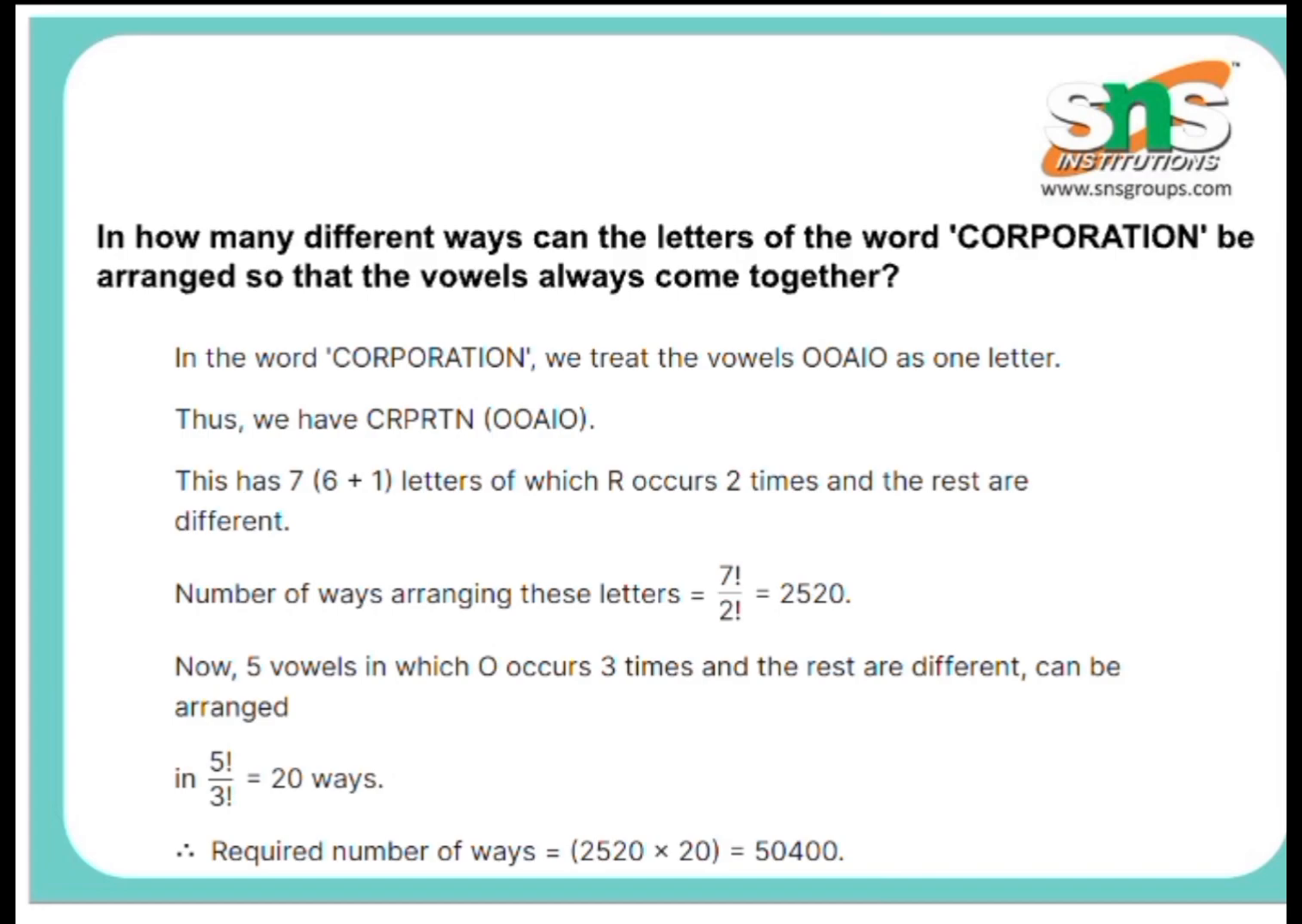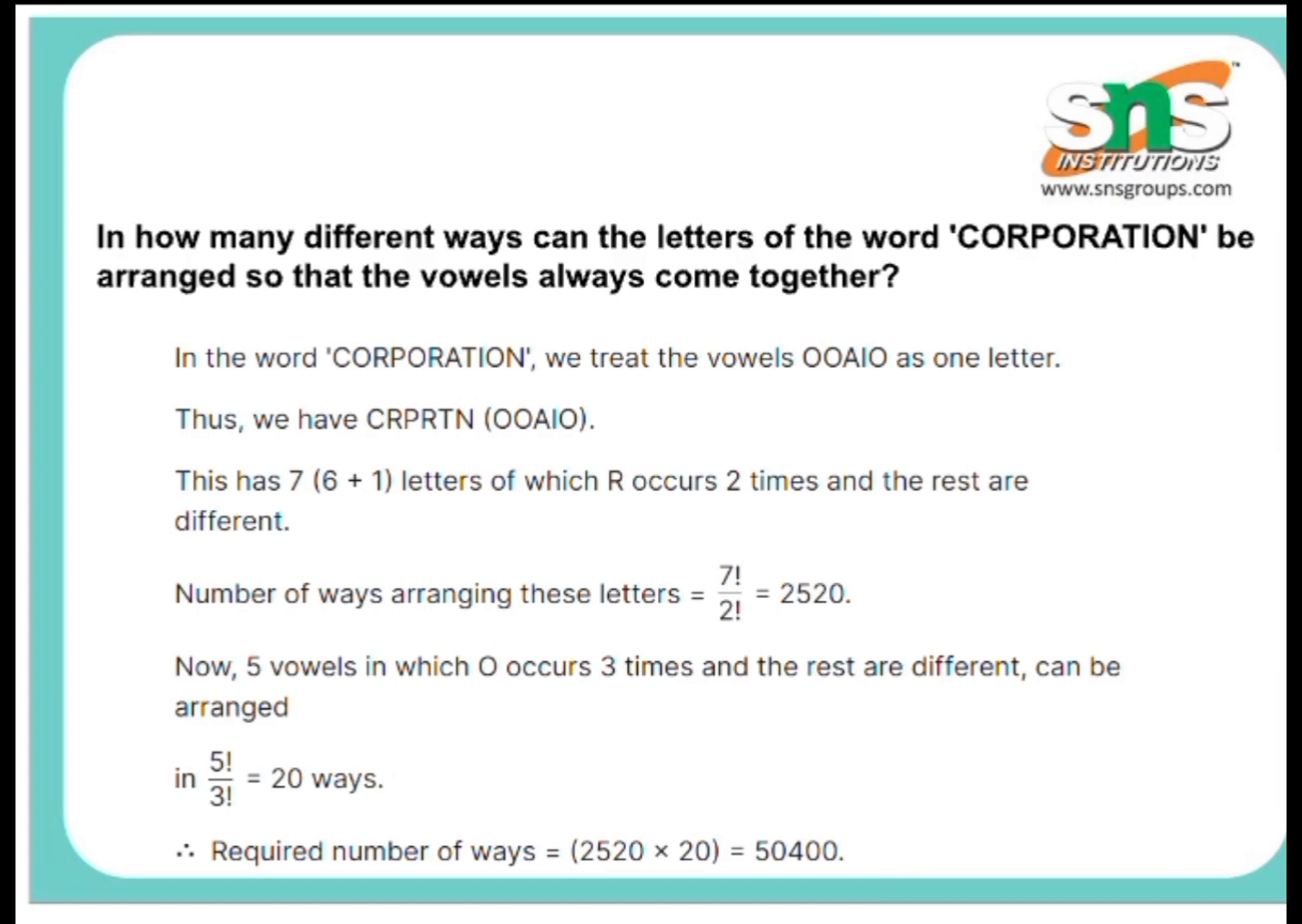Now we have 5 vowels. Similarly, what we have done for the consonants in CORPORATION, we have to do for the vowels also. Now we have five vowels in which O occurs three times and the rest are different, so that will not be a problem. So we have 5 factorial by 3 factorial, where n divided by p1 factorial, with p1 being of one kind. So 5 factorial by 3 factorial will be equal to 20 ways. Now we multiply 2520 into 20 and we get the answer as 50,400.